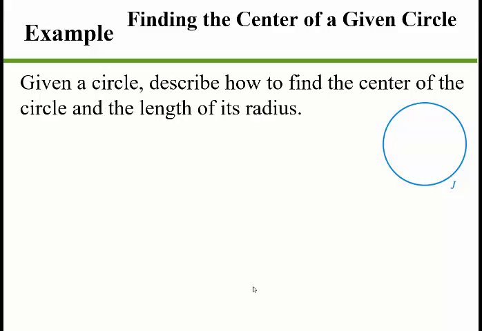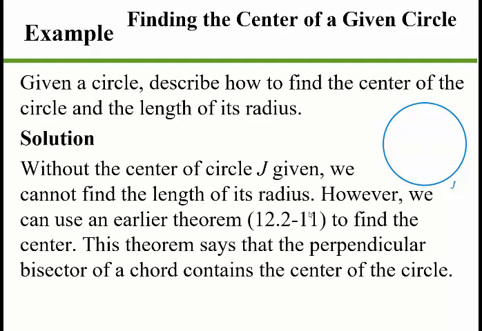All right, so let's do two examples here. Given a circle, describe how to find the center of the circle and the length of its radius. I just have this circle here. Without the center of circle J given, we cannot find the length of its radius. However, we can use an earlier theorem, 12.2.11, to find the center, believe it or not. This theorem says that the perpendicular bisector of a chord contains the center of a circle.